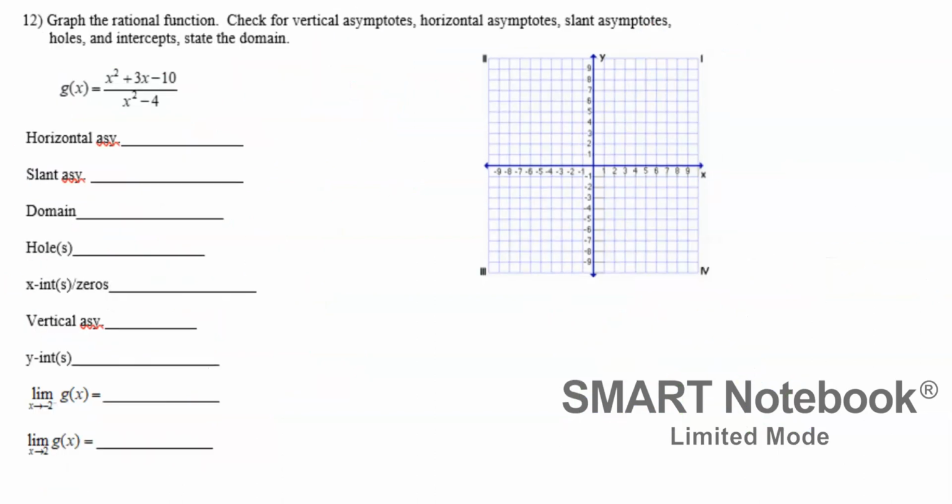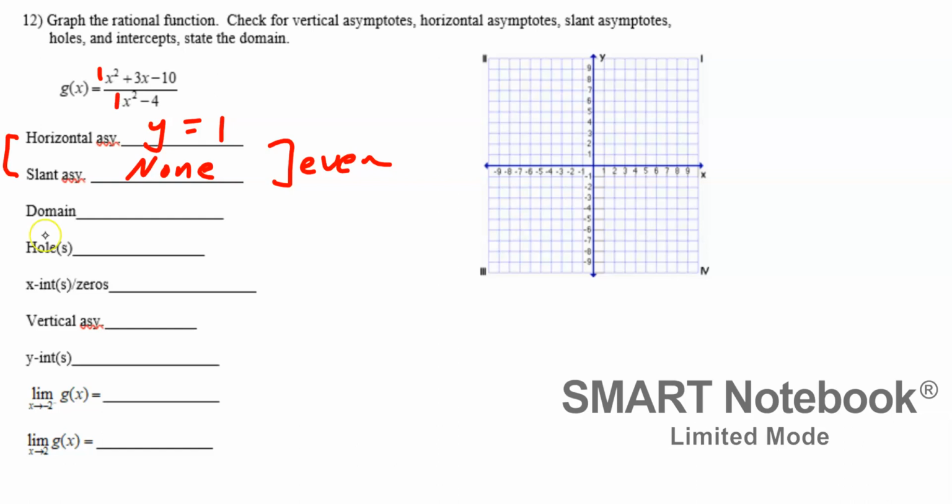Number 12, another rational function. So I notice right away, if I'm asking myself, do I have a horizontal or a slant asymptote? This time, between the two, we have even. We have both our x squareds. So that means I do not have a slant asymptote this time, but I do have a horizontal asymptote at y equals 1 because the lead coefficients for both of these are 1. And you compare the lead coefficients if your powers are the same. Your highest powers are the same.